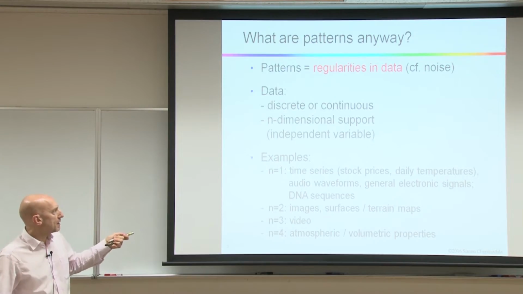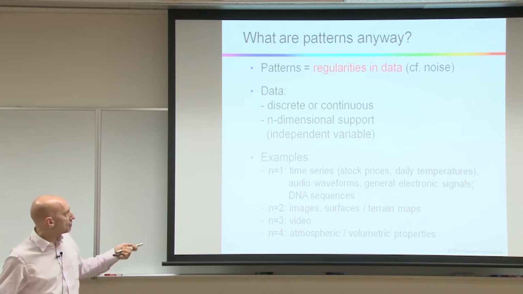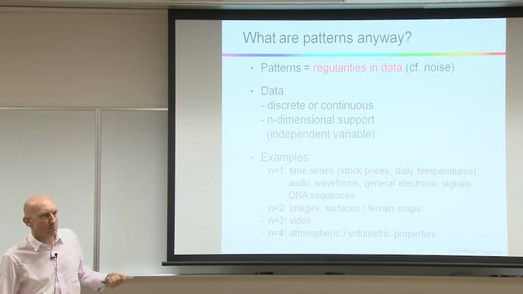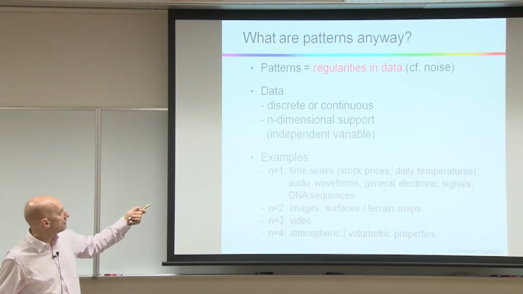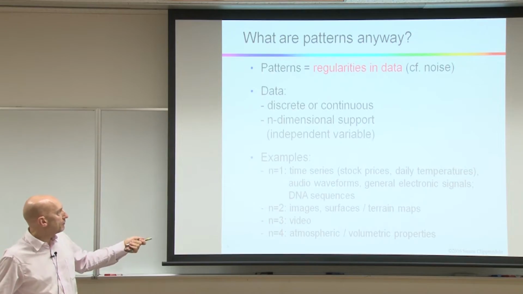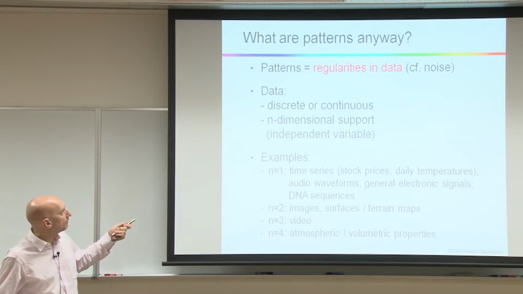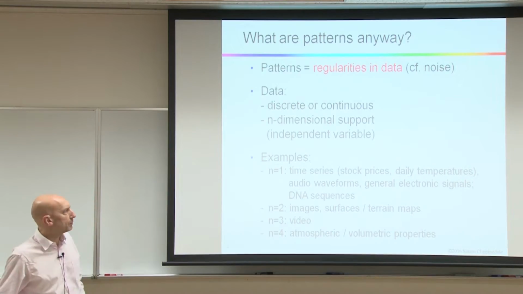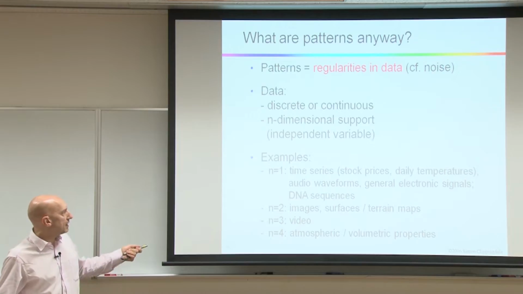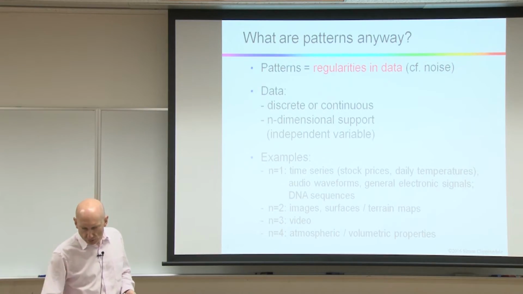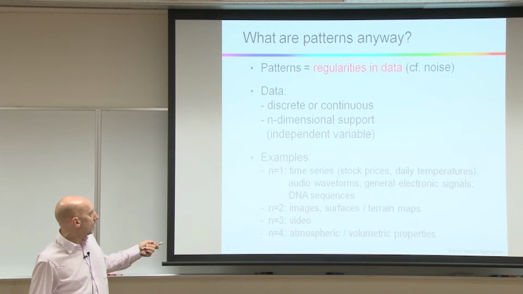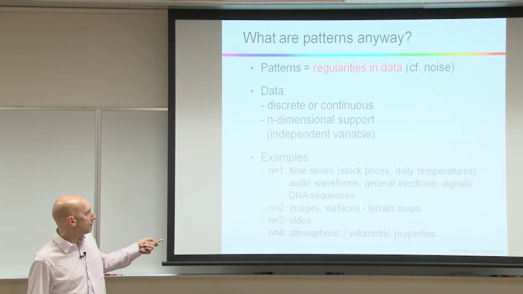Examples of which: one-dimensional time series like stock prices or daily temperatures. These tend to be strings of numbers, so they're discrete. Audio waveforms, which tend to be continuous. Electronic signals in general have tended to be one-dimensional. DNA sequence is also a big recent topic for recognition.